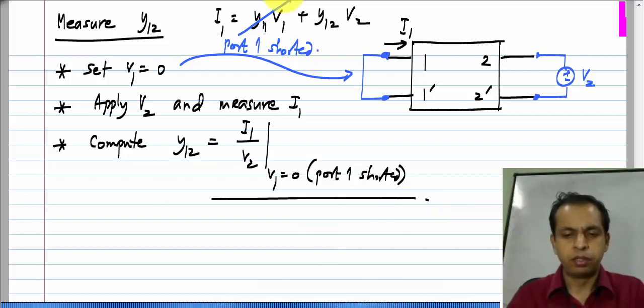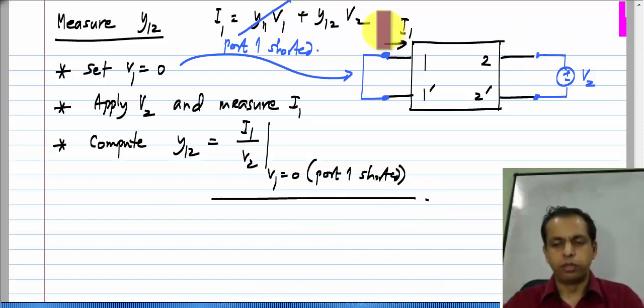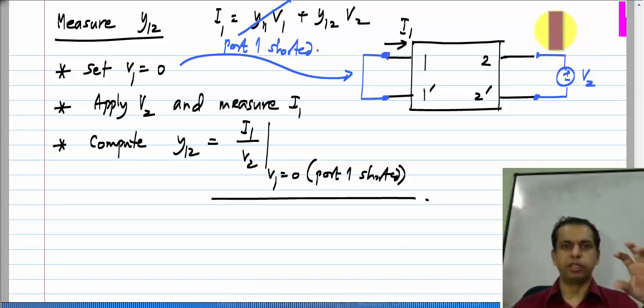So, unlike in the case of conductance, you are measuring the current in port 1, whereas the voltage is applied on port 2. Such a measurement is known as a transconductance measurement. That is, you apply a voltage here and measure the current elsewhere.